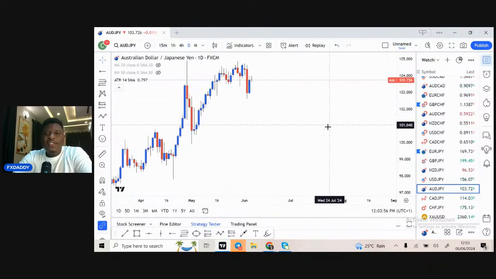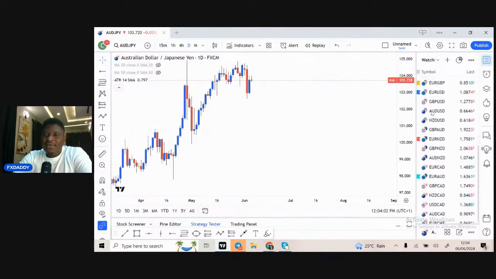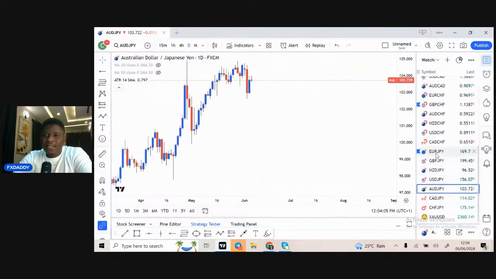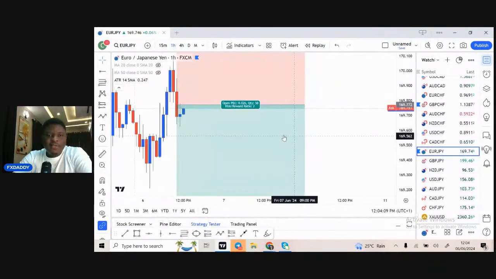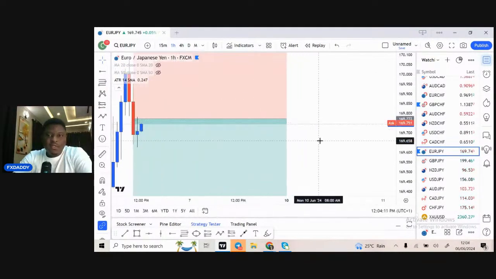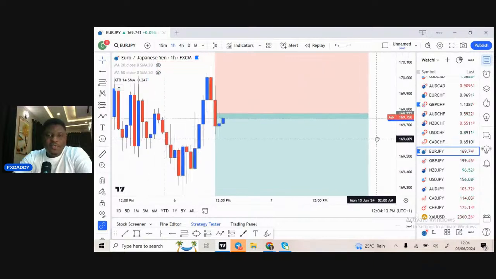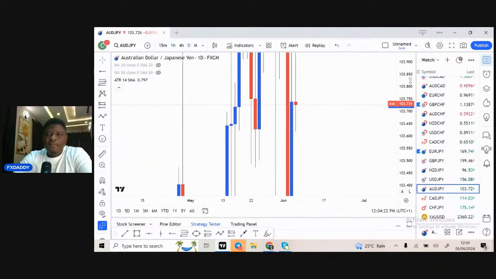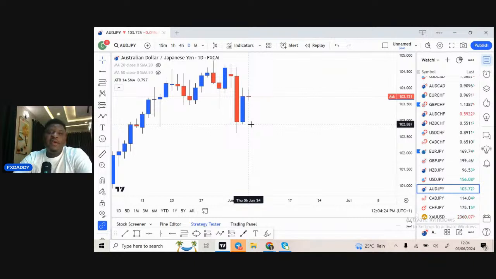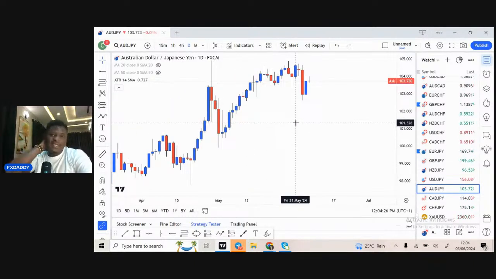All right, so AUDJPY has a similar analysis to EURJPY. Remember on the EURJPY, we already entered a sell. Let me see how our sell is doing. Okay, we are just a few pips in profit. But similar analysis to AUDJPY because, of course, they are very much correlated because of the JPY. They are all moving in the same direction. So my analysis on EURJPY is the same.